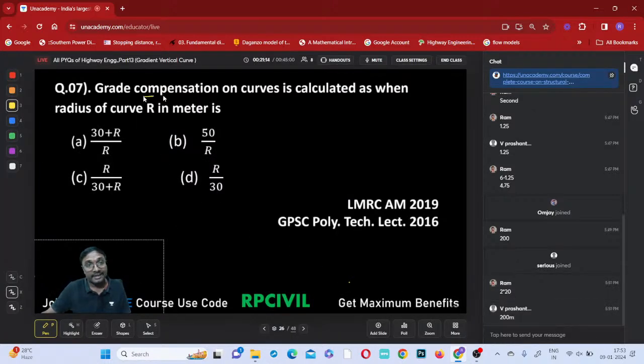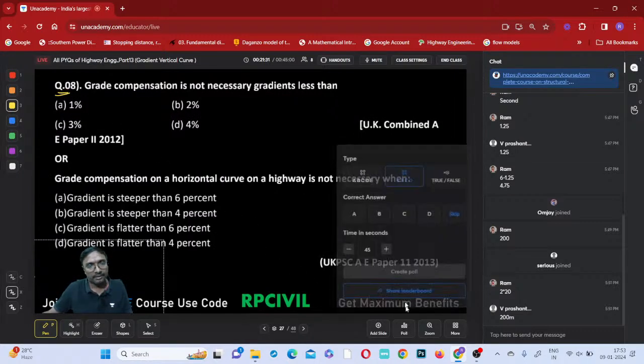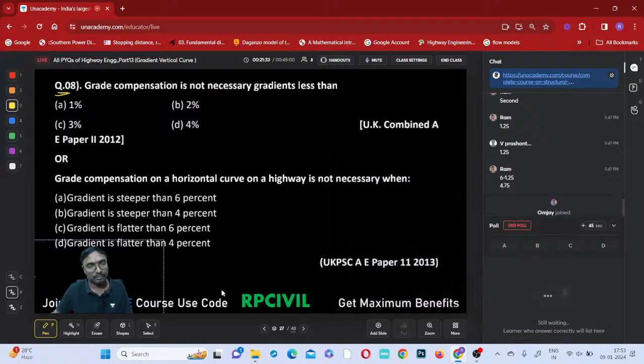What is that you can say? Grade compensation on the curves is calculated when the radius of the curve is in meters. Right. What is the grade compensation you can say? Either it is 30 plus r by r or 75 by r, na, but which formula is given? 30 plus r by r is only given, na. So you have to select according to that formula only, right? Now, okay. Now select the answer of you. Both the questions are the same only.